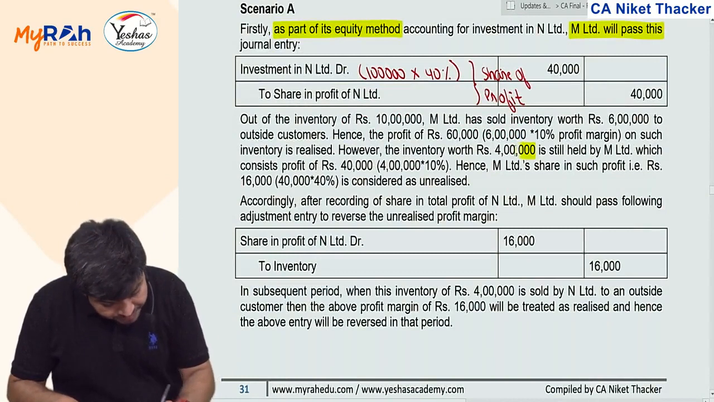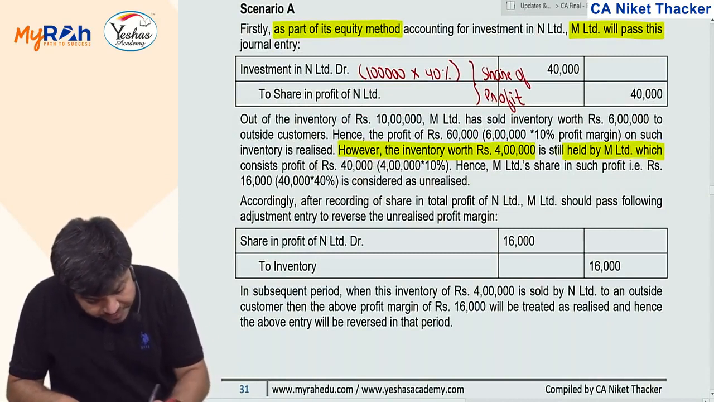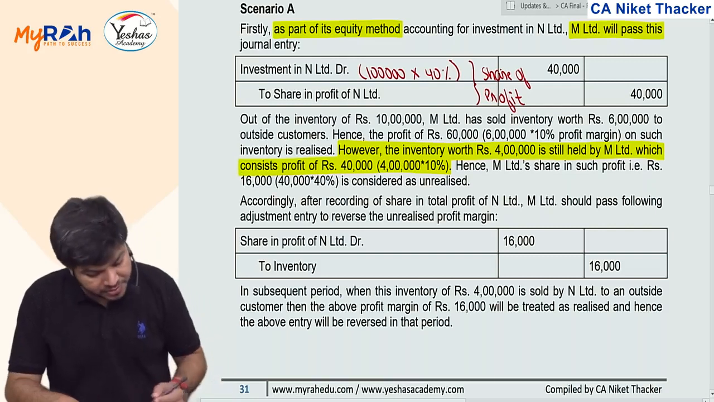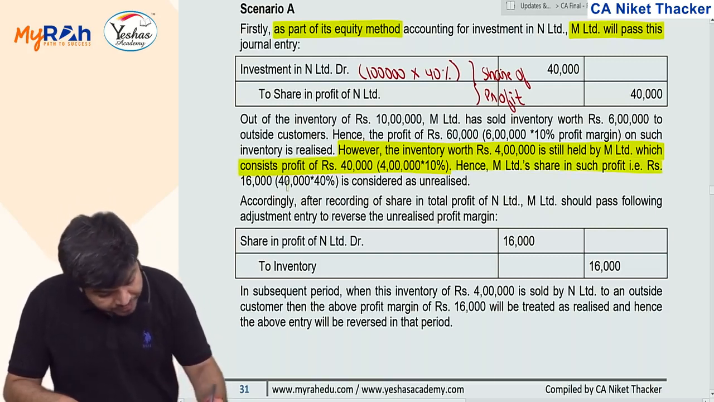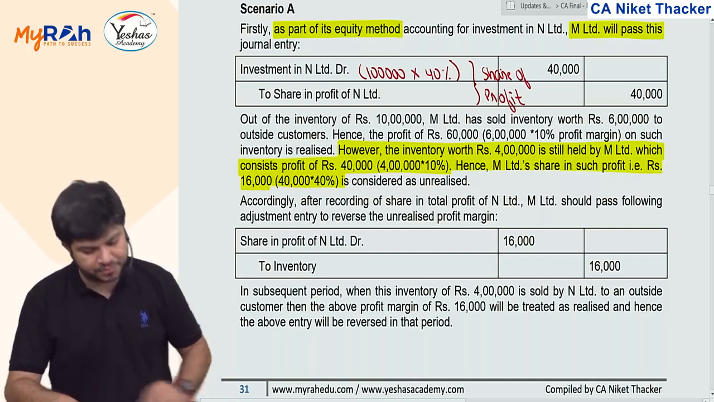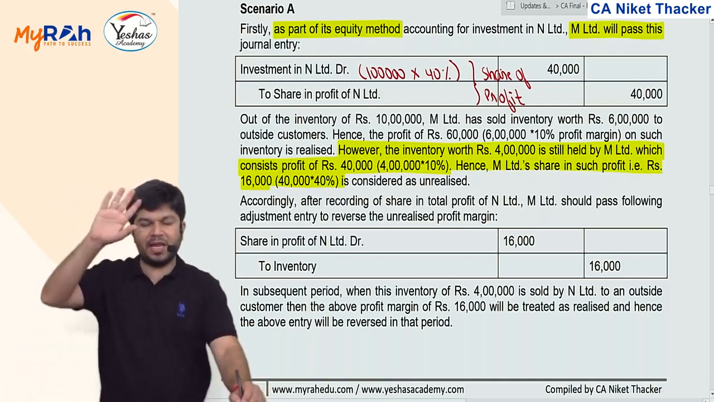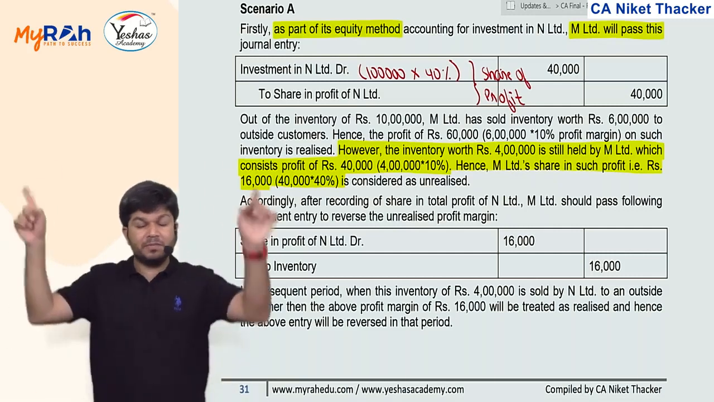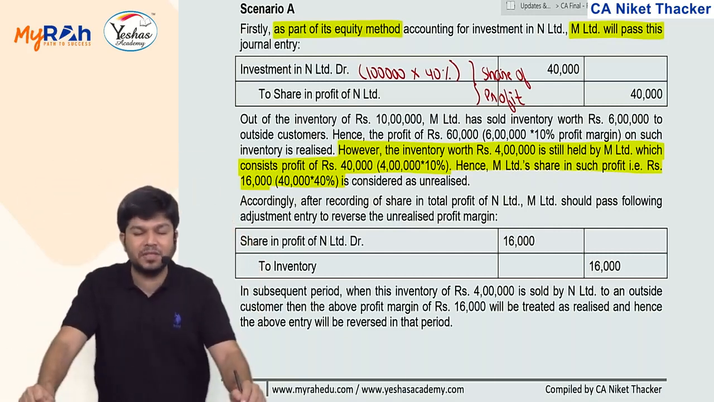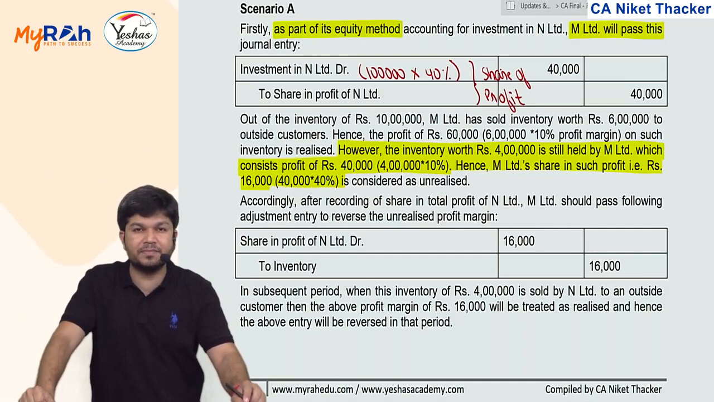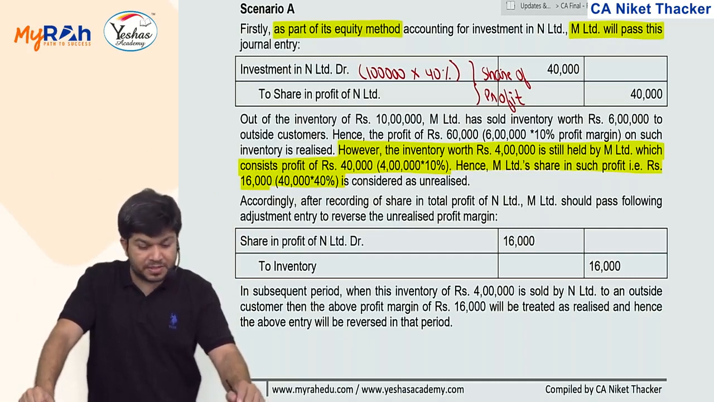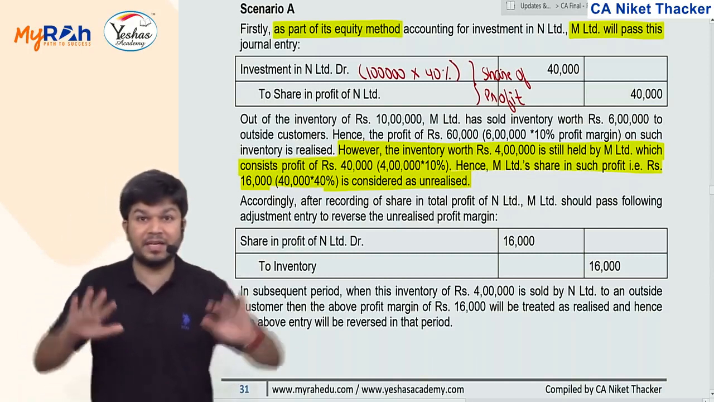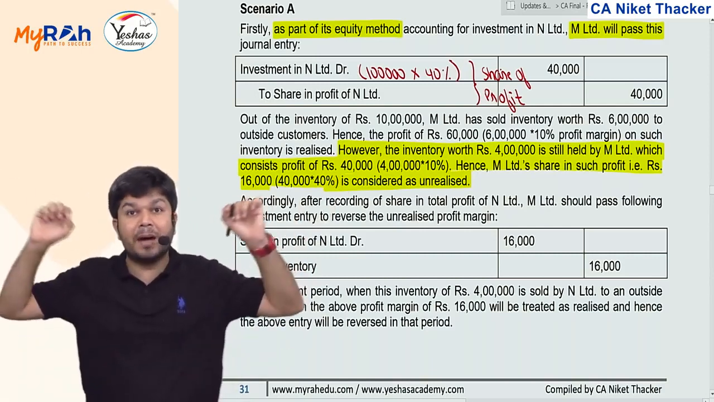However, inventory worth 4 lakh is still held by M. Within that, total profit is 40,000, and M's share of 40% is 16,000. On 10 lakh there was 1 lakh profit, so in 4 lakh there was 40,000 profit. My share of 40% is 16,000. This is unrealized. You have to record only what relates to the other share, not yours.